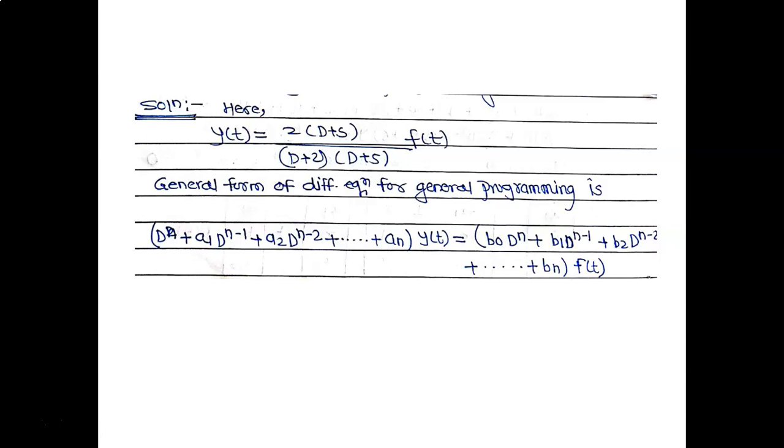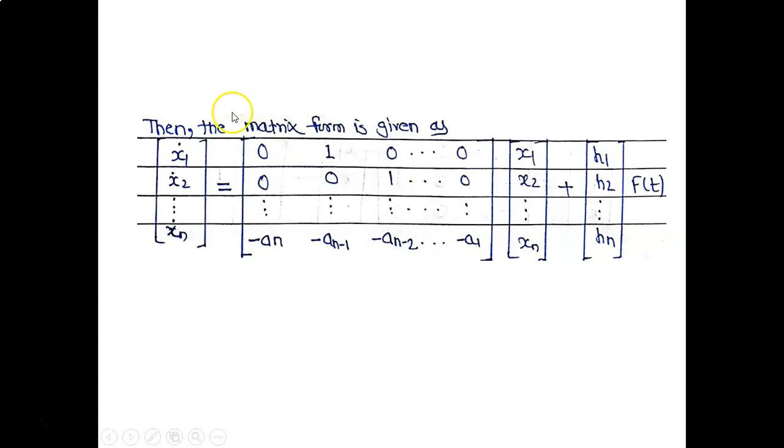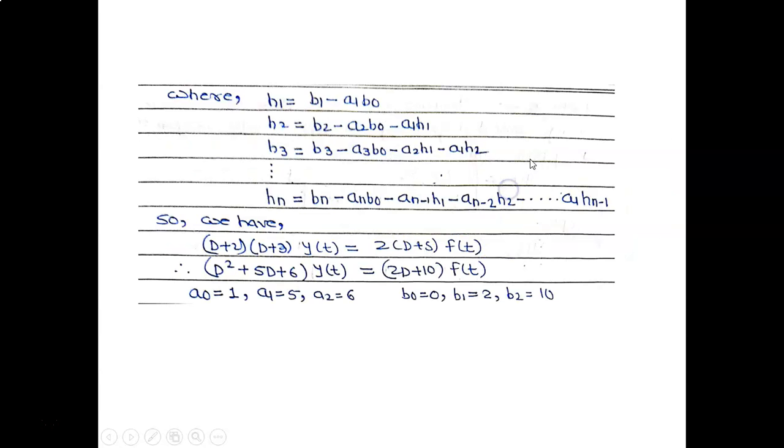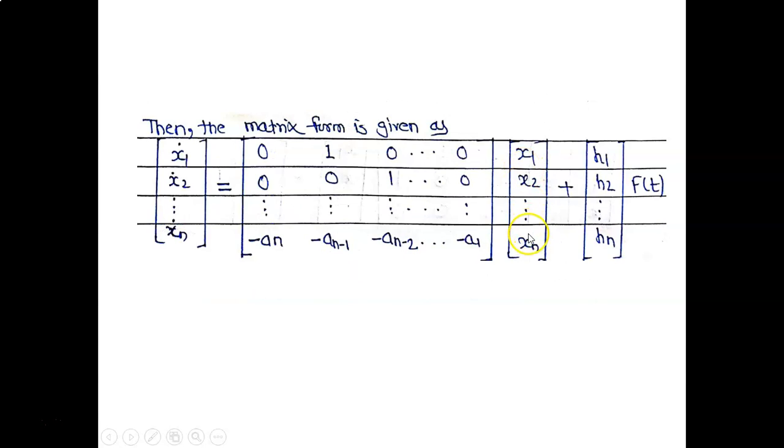Therefore, now the matrix form is given by x1 dot, x2 dot, dot dot dot, xn dot is equal to the matrix with rows 0 1 0 dash dash dash 0, 0 0 1 0 and so on, with the last row minus an, minus an minus 1, minus an minus 2, dash dash dash, minus a1, into x1, x2, dot dot dot, xn, plus h1, h2, dot dot dot, hn, into f(t).